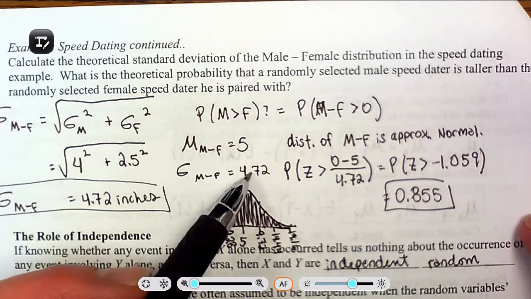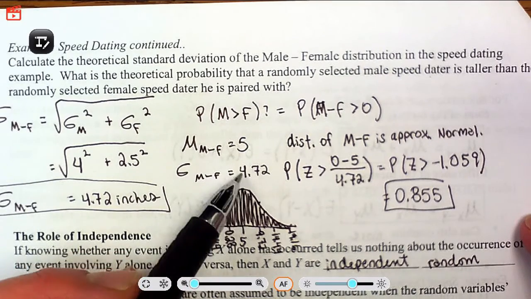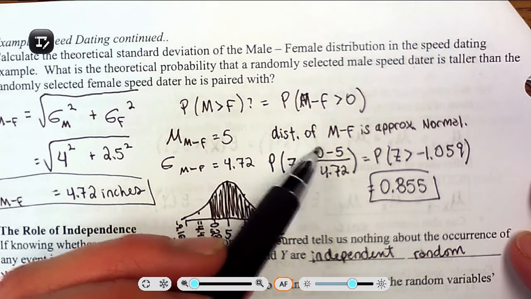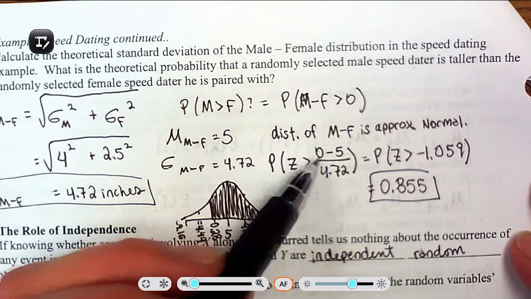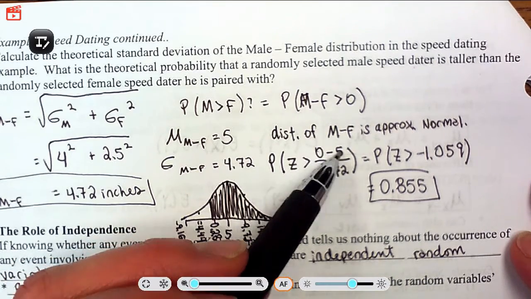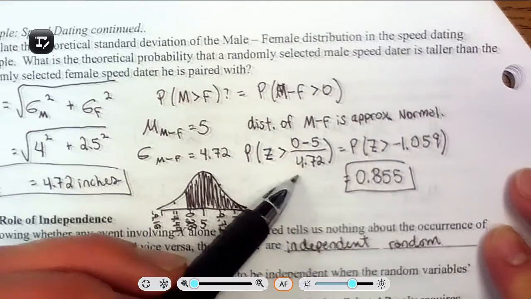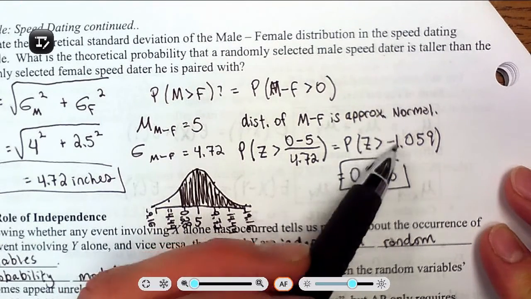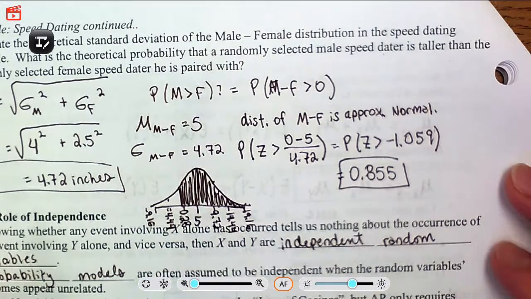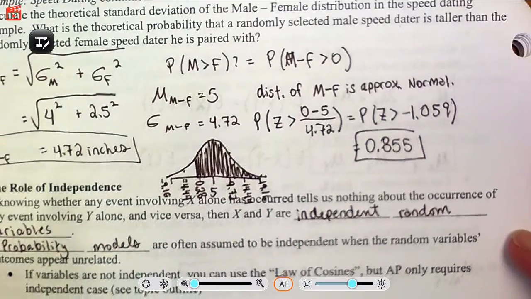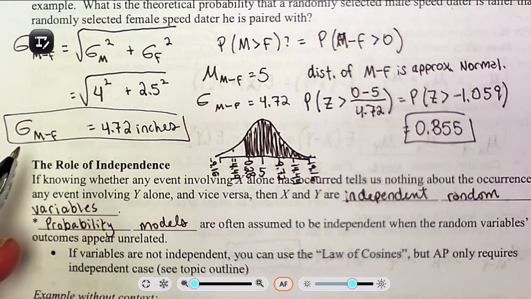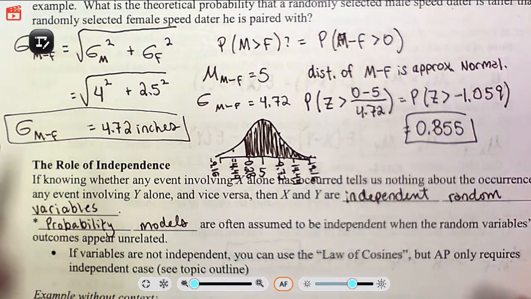So we're going to use the 5 for the mean and the 4.72 for the standard deviation. So what's the probability that Z is greater than the z-score for the 0 observation? So 0 minus the mean 5, over 4.72, the standard deviation, is the probability that Z is greater than negative 1.059, and that's 0.855. So there's an 85.5% chance that in two randomly paired people, the male will be taller.